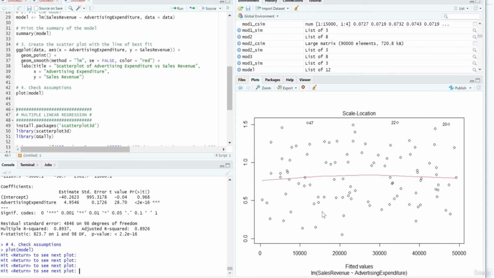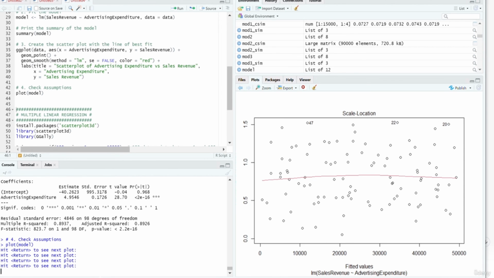The next plot is called scale and location. It's another way to test our assumption of homoscedasticity, or to see if there's any heteroscedasticity. If the variance changes, then we would see it start to fan out as we get to larger values. But it looks like it's equally distributed at any fitted values, all across. Otherwise we'd see it get more and more dispersed from the line as we get into bigger fitted values. So that's a good thing.